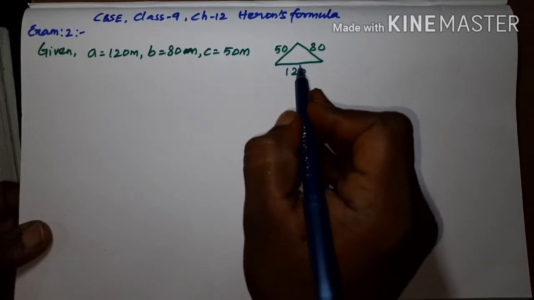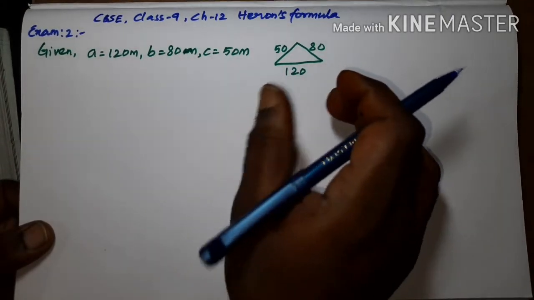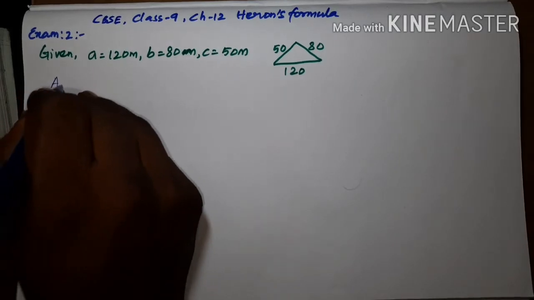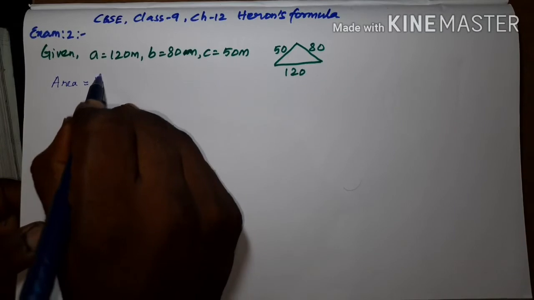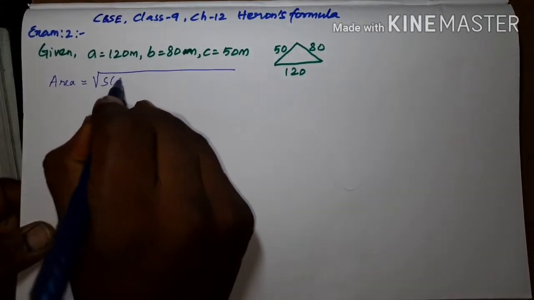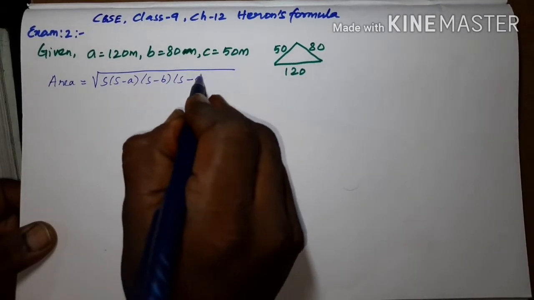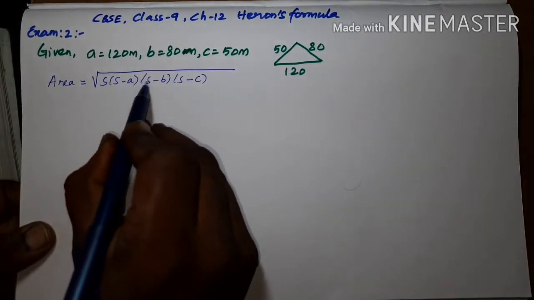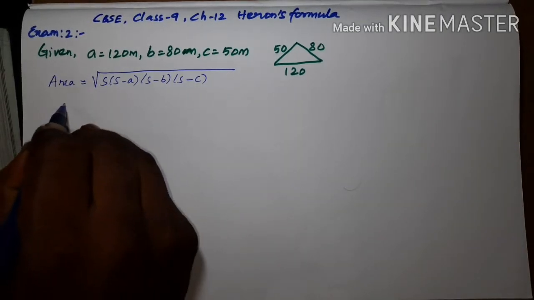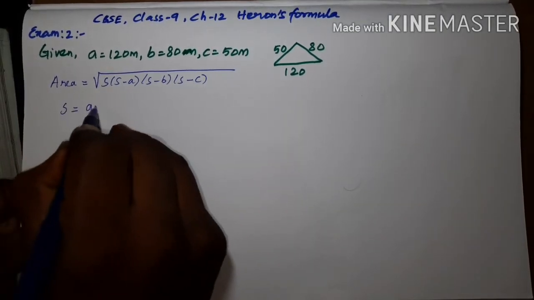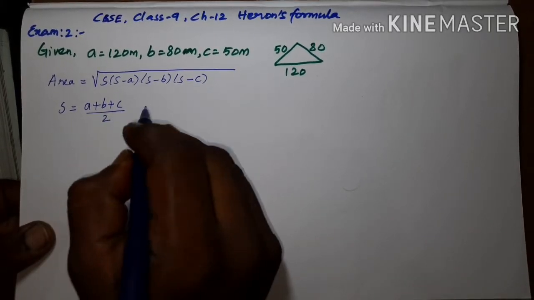So here they didn't give the height of the triangle, so we must use Heron's formula to find the area of this triangle. And the formula to find the area of this triangular land is nothing but the square root of S into S minus A into S minus B into S minus C. And here we know the A, B and C values. Next we need to find the S value. The formula for S is A plus B plus C divided by 2, which is called half of the perimeter.